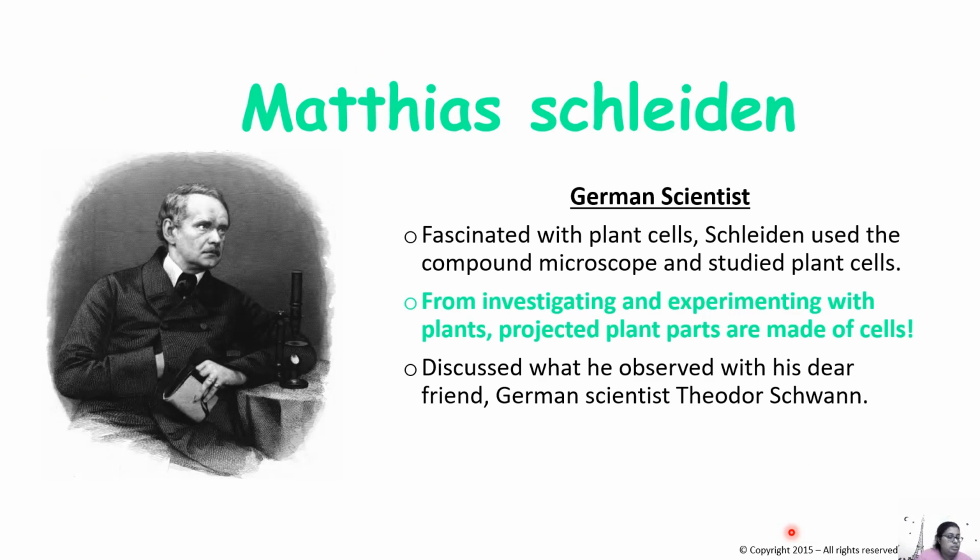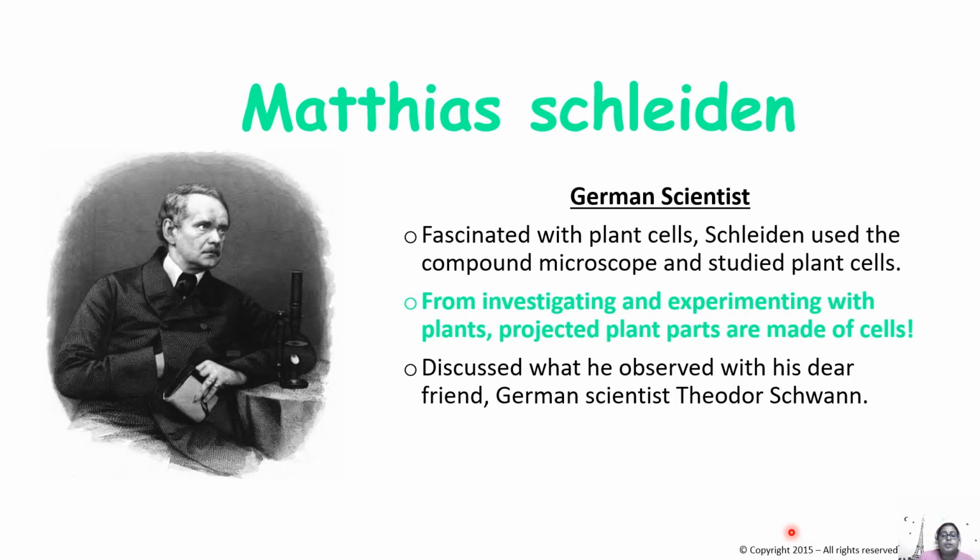Then comes Matthias Schleiden. He was a German scientist fascinated with plant cells. Okay, and Schleiden used the compound microscope and studied plant cells. From investigating and experimenting with plants, he concluded that plant parts are made of cells.